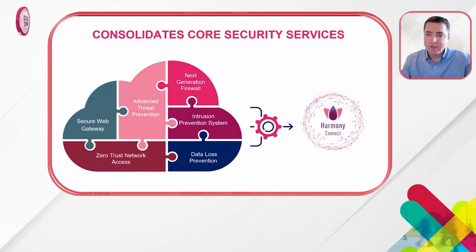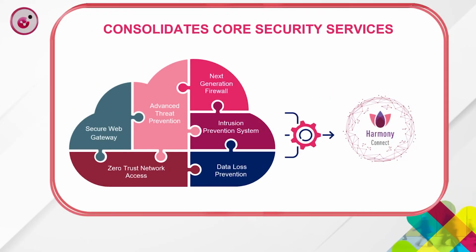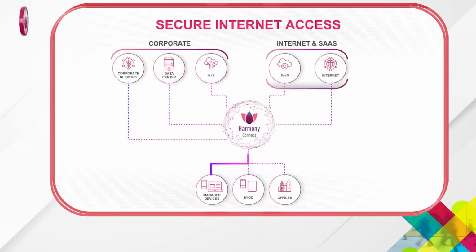To talk a little bit deeper about SASE, what we're doing is consolidating all of these core security services into one solution delivered via the cloud, via points of presence throughout the world. This includes next generation firewall technology, IPS, DLP or data loss prevention, ZTNA or zero trust network access, our advanced threat prevention, and our secure web gateway solution, which is a big part of our Harmony Connect Internet Access capabilities. Now, there are two components of Checkpoint's Harmony Connect suite.